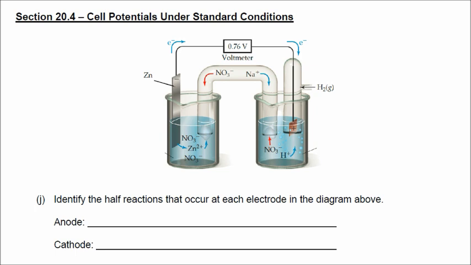All right, in this particular series, we have zinc being compared to hydrogen. So the voltage is 0.76. That means that the reduction potential for zinc is actually negative 0.76 volts. Anyway, the reaction that's occurring at the anode is oxidation. So it's the oxidation of zinc from 0 to +2. And the reduction at the cathode is the reduction of hydrogen from +1 to 0.